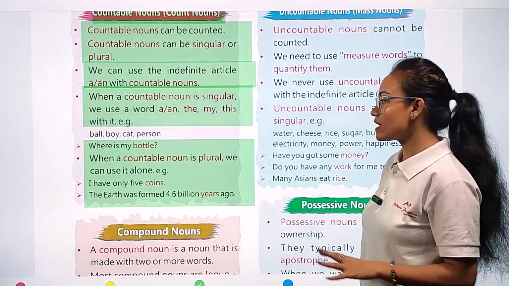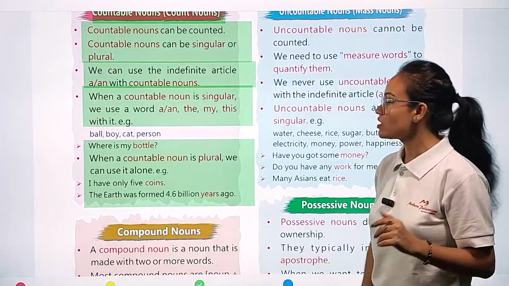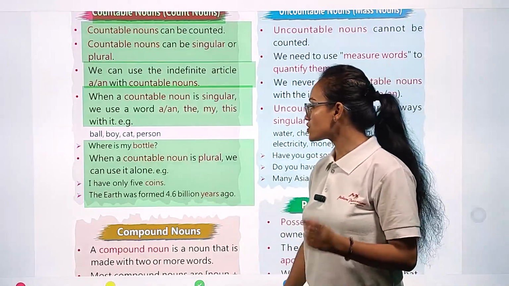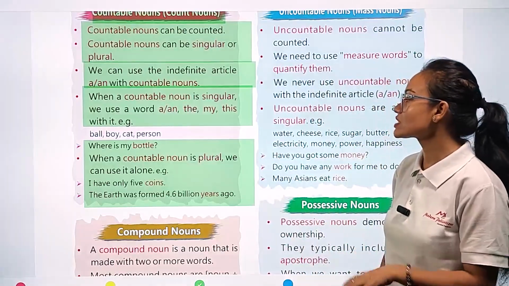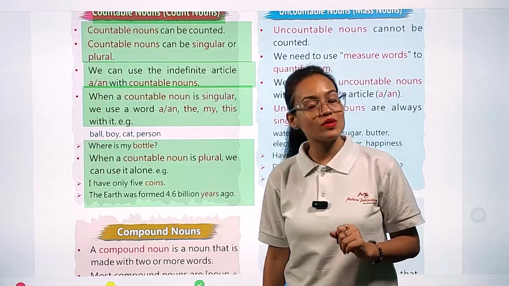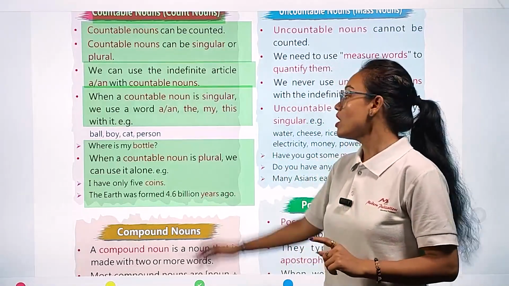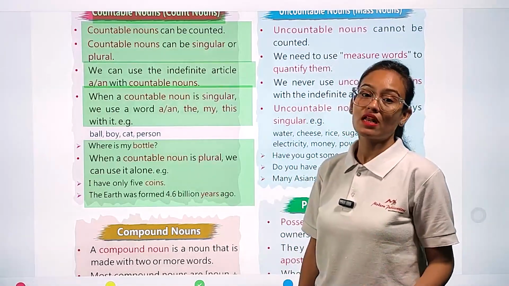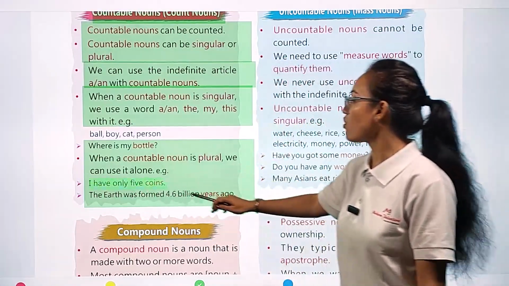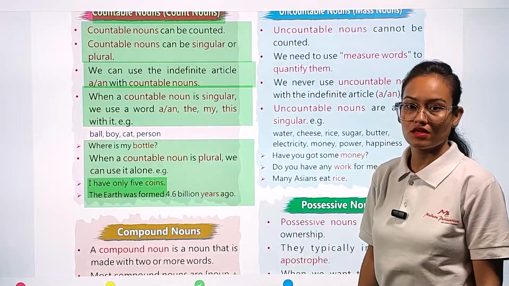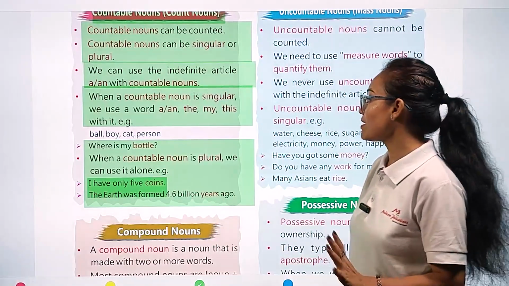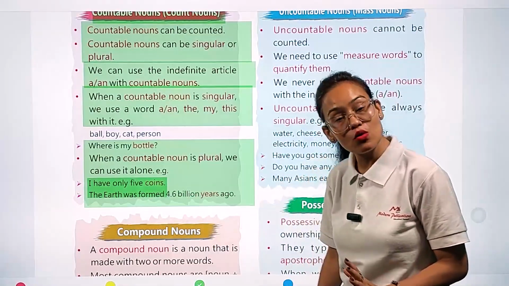When a countable... where is my bottle? Bottle, you can count. Now the second condition for countable noun: when a countable noun is plural, we can use it alone. Whenever any countable noun is presented in its plural form, we can use that countable noun alone in the sentence. Example you are going to see: I have only 5 coins. Here coins, but how many coins? 5. So here, my dear student, we can use it alone.